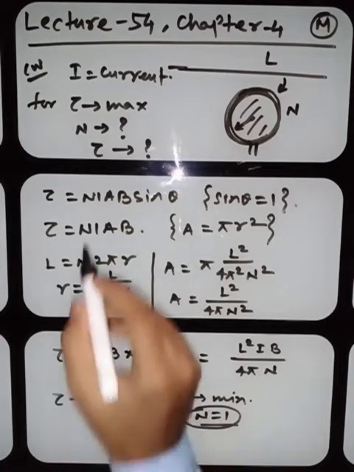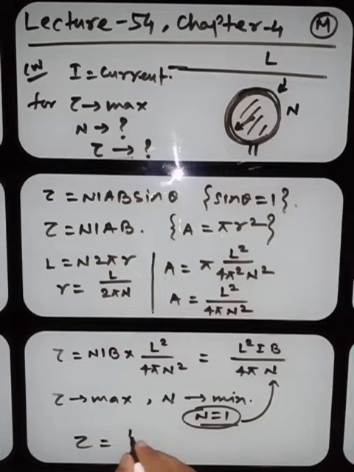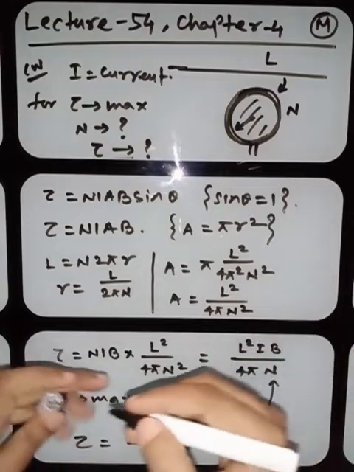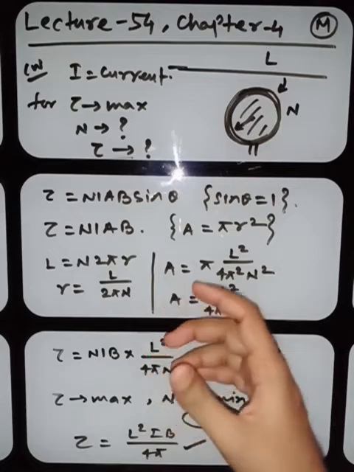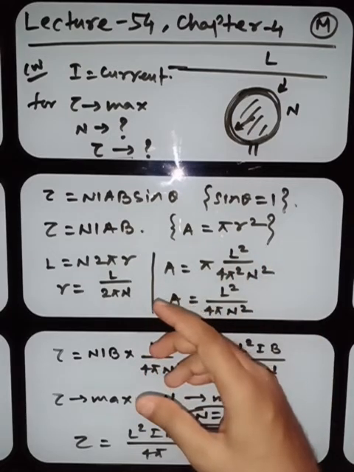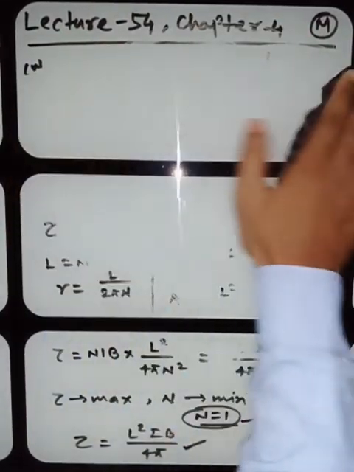Now the question asks what the maximum torque will be. So put the value of N, and you will get the maximum torque, L square IB over 4 pi. So this is the maximum torque, my dear students. This was a very fantastic question. Now we'll move to the next topic, or we'll solve one more question over here.